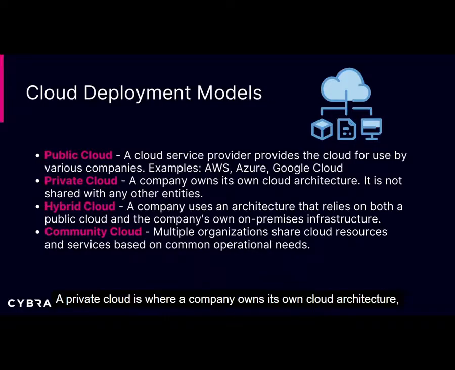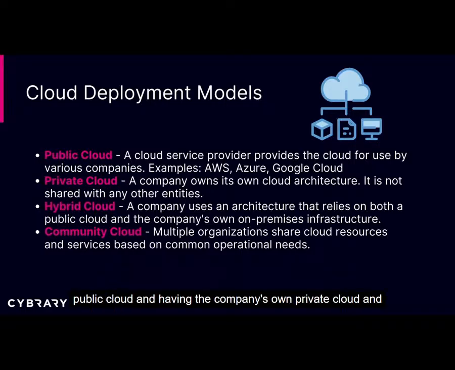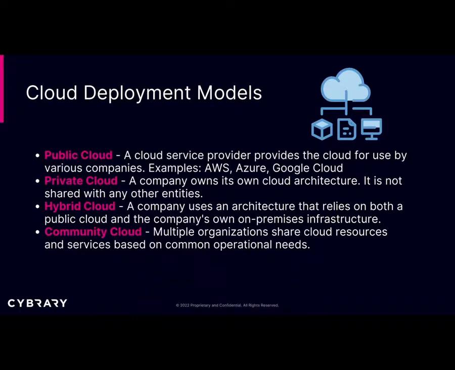A private cloud is where a company owns its own cloud architecture and it's not shared with any other entities. A hybrid cloud is a case where a company uses architecture that relies on both having a public cloud and having the company's own private cloud and on-premises infrastructure. And a community cloud is where multiple organizations share cloud resources and services based on common operational needs.